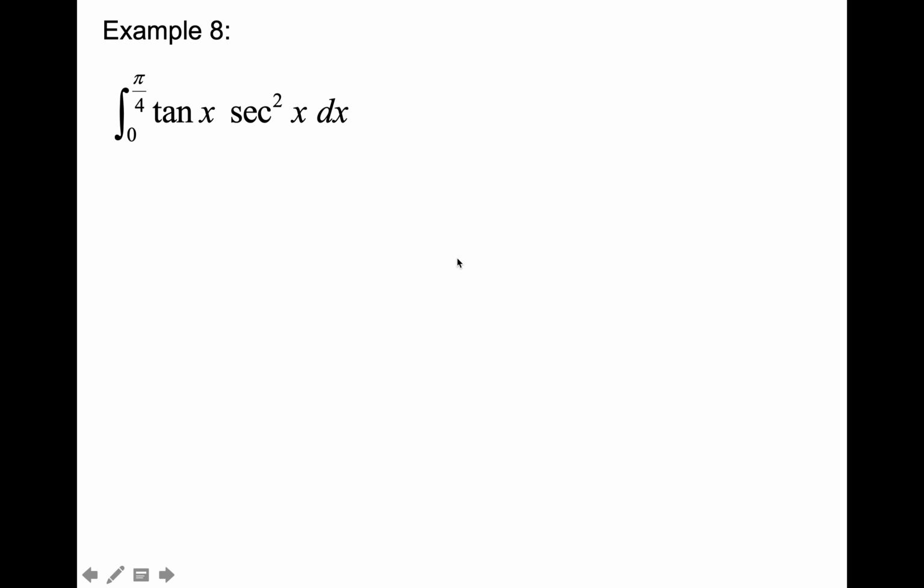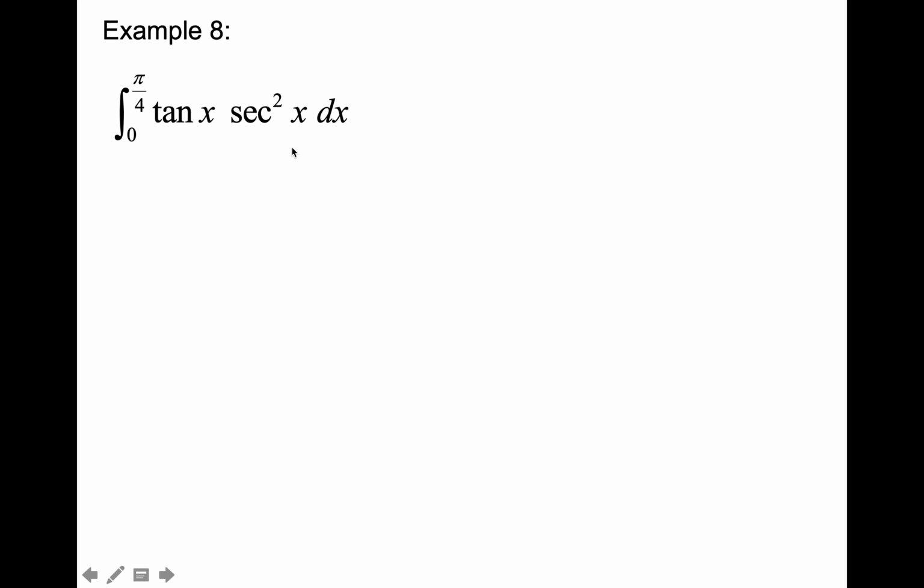Okay, now notice that this one is a definite integral. We have from 0 to pi over 4. So this is different. We're still going to solve this by using substitution, and pay attention to some of the things that are going to make this one a little bit easier.